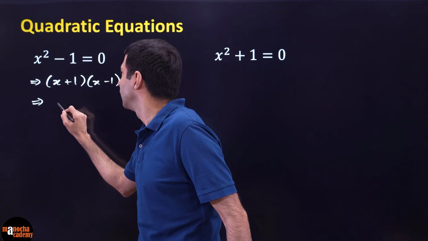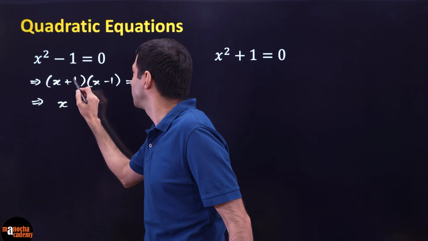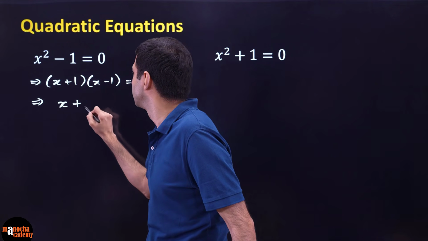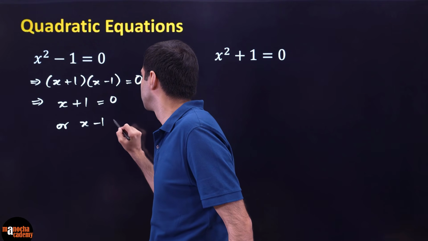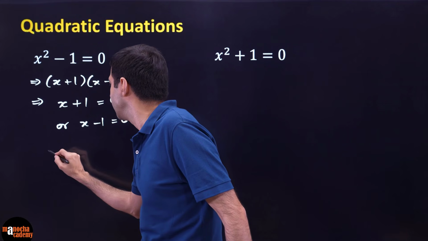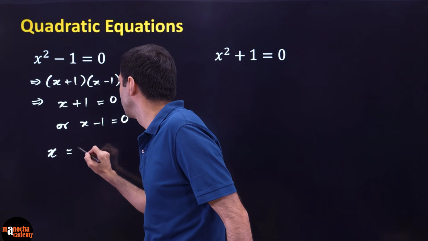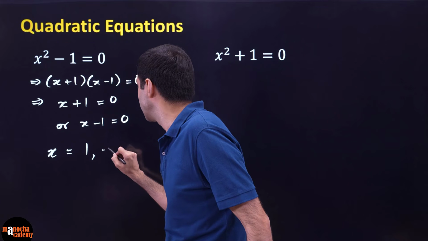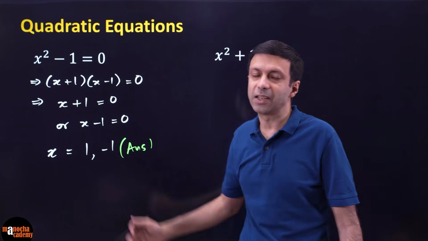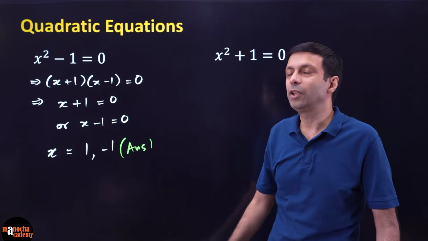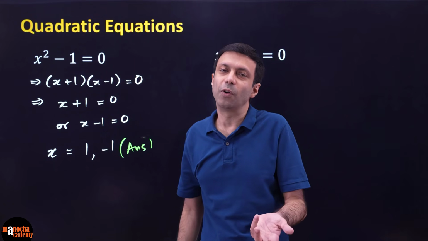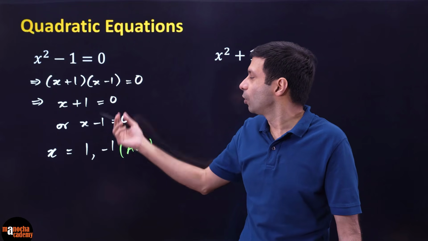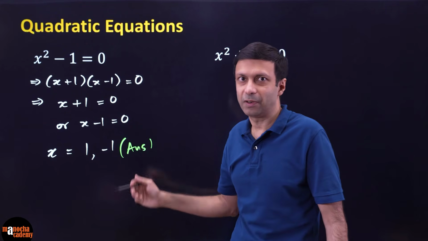And so what are we getting? Either x plus 1 equal to 0 or x minus 1 equal to 0. So we basically end up with x equal to 1 or minus 1. So that's the answer of this equation. Or another way you can solve it is you can take the 1 on this side, x square equal to 1, and so obviously the roots will be square root of 1 will give you plus minus 1, right?